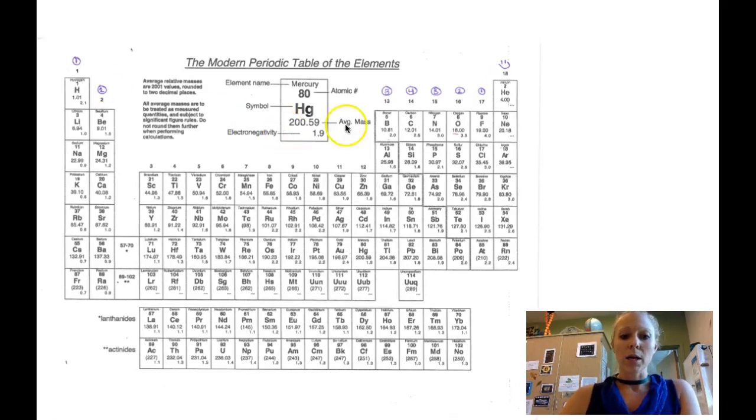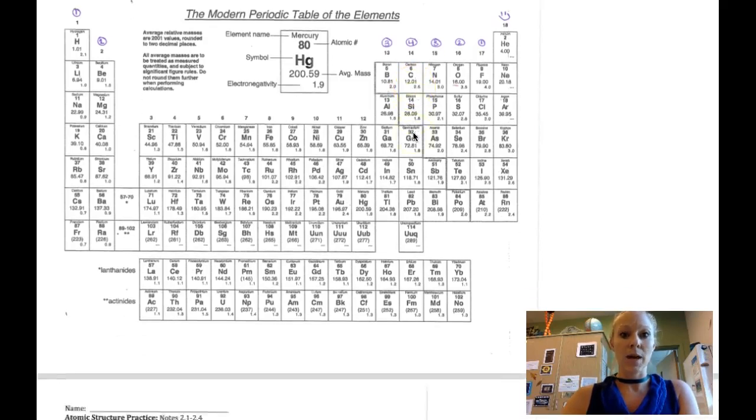So if we look at carbon, carbon right here has a symbol of C, and its atomic number is 6. So that means that it's going to have 6 protons in the nucleus. However, its mass is 12. It has a mass of 12 atomic mass units. So if there's 12 atomic mass units, and 6 of those mass units are protons, then the other 6 are going to have to be neutrons.